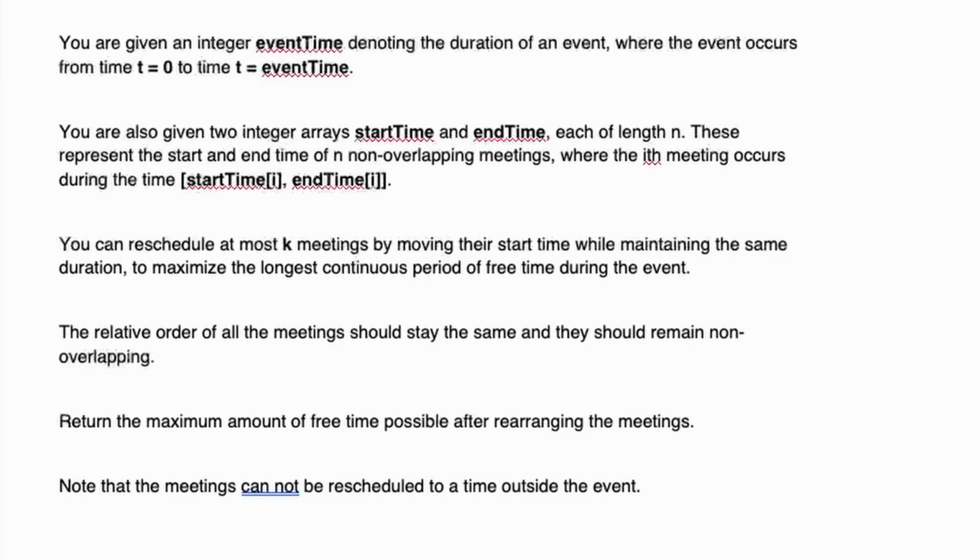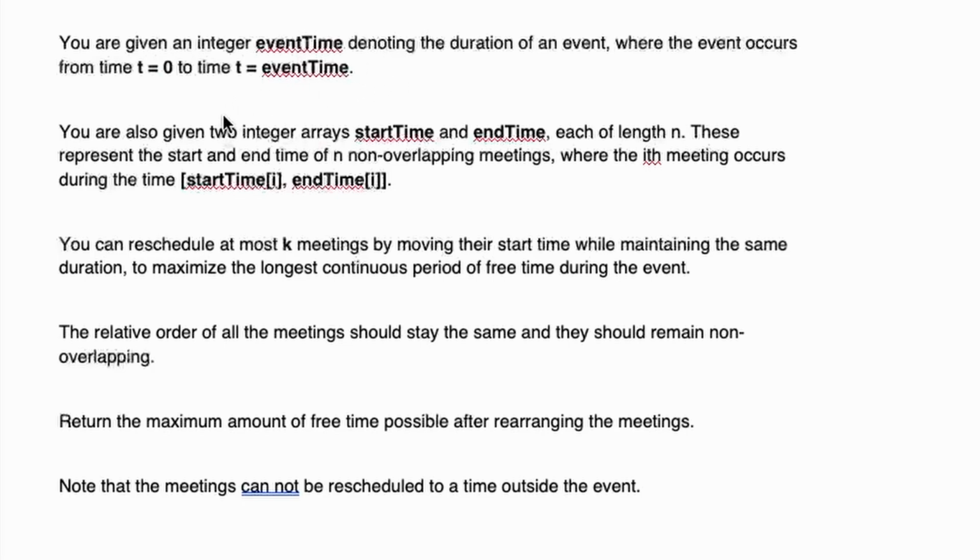Hello everyone. Today we're looking at the problem Reschedule Meetings for Maximum Free Time 1, which was question 2 in Biweekly Contest 149. The question reads that we're given an integer value event time, denoting the duration of an event, where the event occurs from t equals 0 to event time. So the event starts at 0, goes to event time.